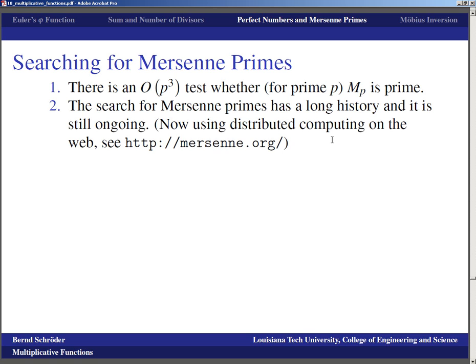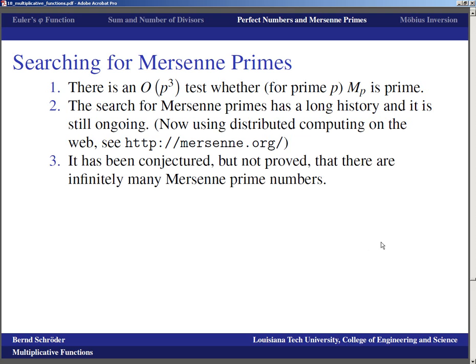The search for Mersenne prime numbers has a really long history, and it's still ongoing. It's now using distributed computing, and if you're interested in that, go to mersenne.org. And it's really interesting, again, that here we run into these easy conjectures that are, in fact, easy to explain to people. It may not be as easy to explain why people are interested in Mersenne prime numbers, but you could tell somebody with basic knowledge of powers what a Mersenne prime is, and explain the conjecture that there are infinitely many Mersenne prime numbers, but it's not been proved.